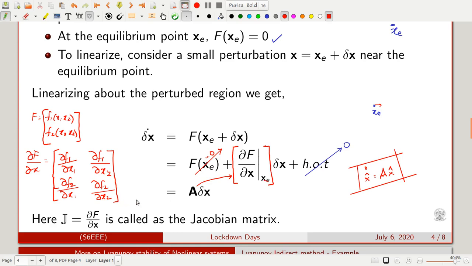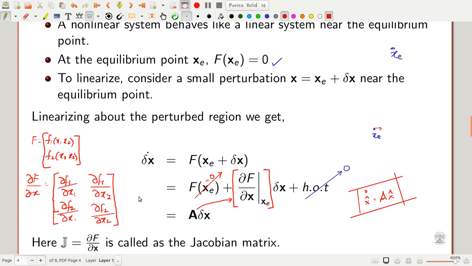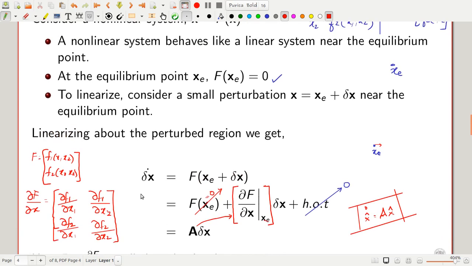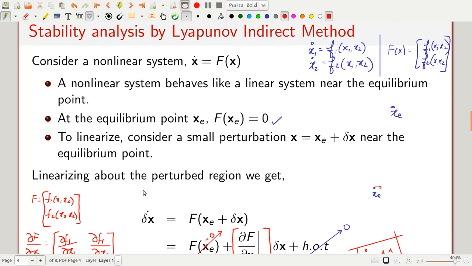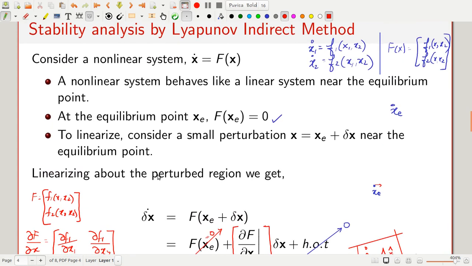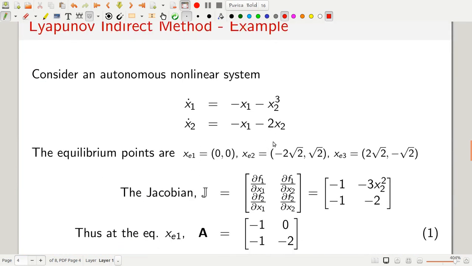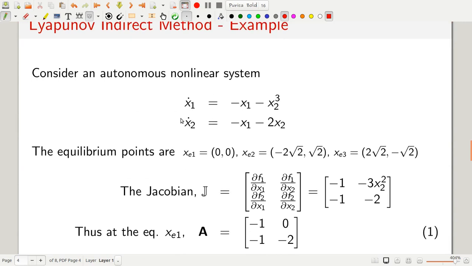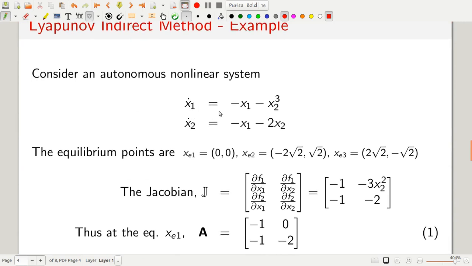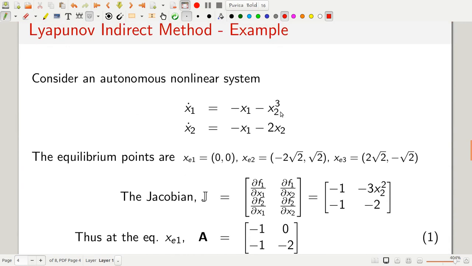Okay, so we will look at a problem, and then we will get a more intuitive idea of how we can analyze the stability of the equilibrium point by using the Lyapunov indirect method. So we'll see an example problem here. I have considered a nonlinear equation here, x1 dot is equal to minus x1 minus x3 cubed.